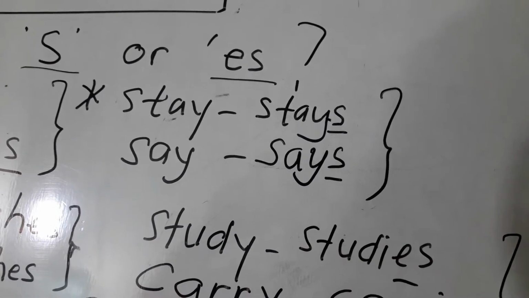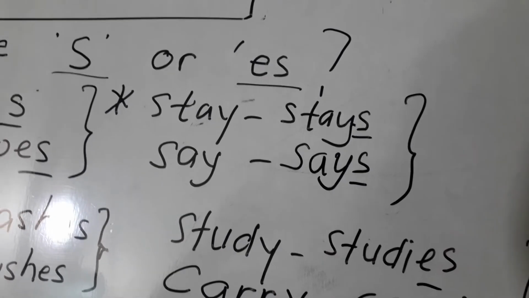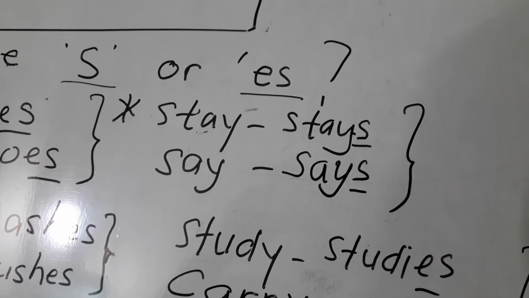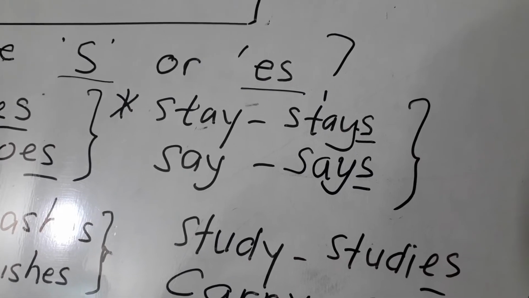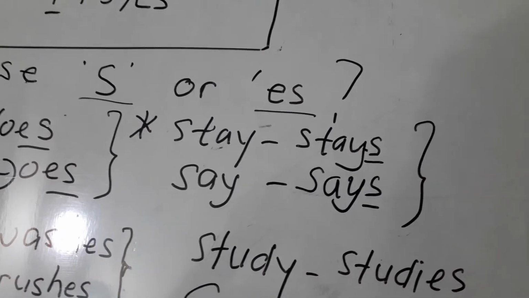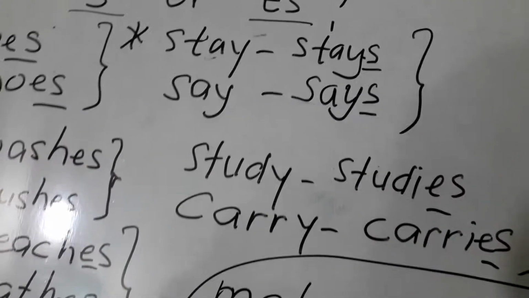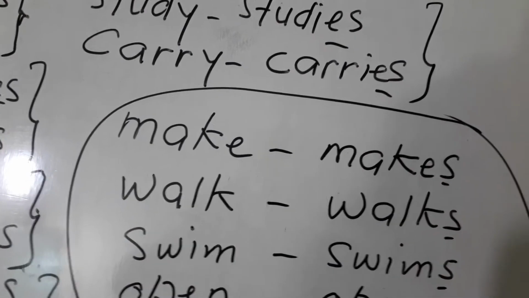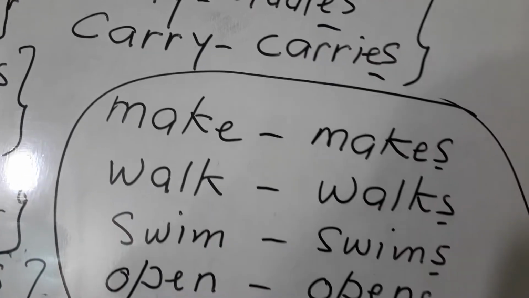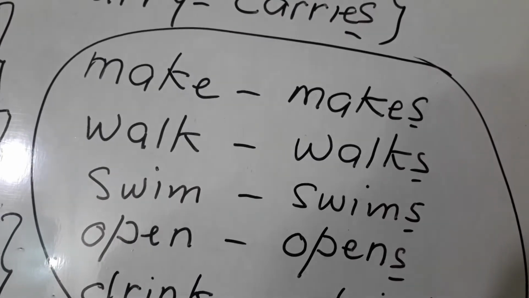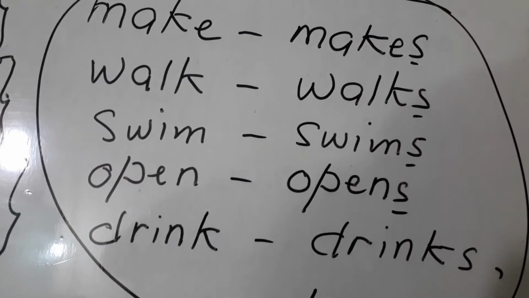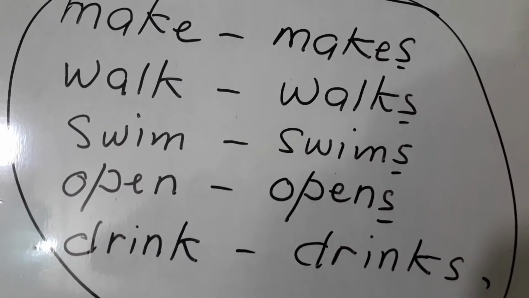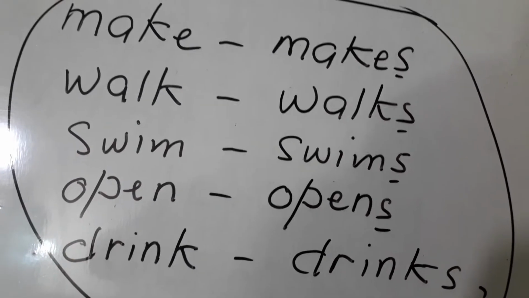Different from stay and says here. The letter y is preceded by a vowel. Okay. Then make becomes makes, walk becomes walks, swim becomes swims, open becomes opens, drink becomes drinks. Only s here, commonly. Well, we review from the beginning here.